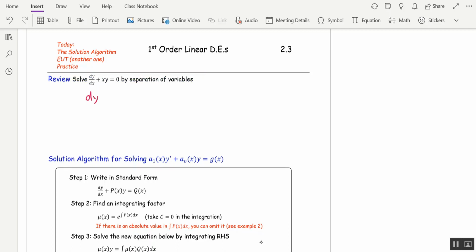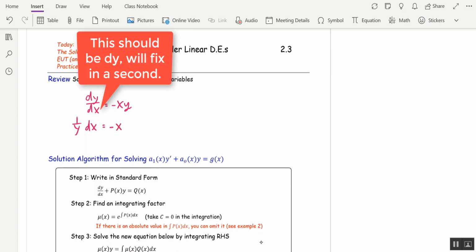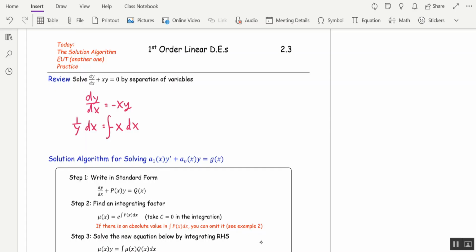So if I want to separate the variables on this differential equation here, I'm going to move the xy over by subtraction, and now I'm going to move my y's to the left and my x's to the right, keep the negative sign with the x. And now that the variables are separated, I'm going to integrate both sides. Whoops, this should be a dy. On the left, I get ln absolute value of y, and on the right, I get negative 1/2 x squared plus c.